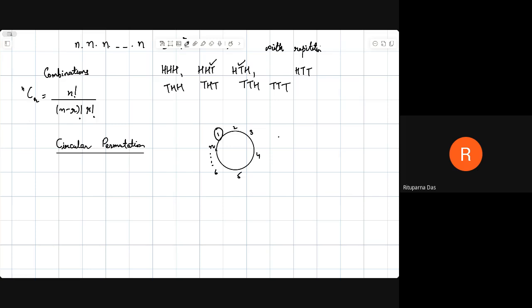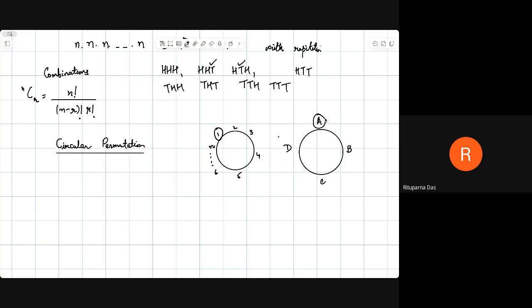Say you have four people sitting at a table, A, B, C, D. Let me first give the case of 4 points. Say you have 4 points A, B, C, D. So how many ways can you arrange it? You have to fix one point at one corner. You are fixing A here.